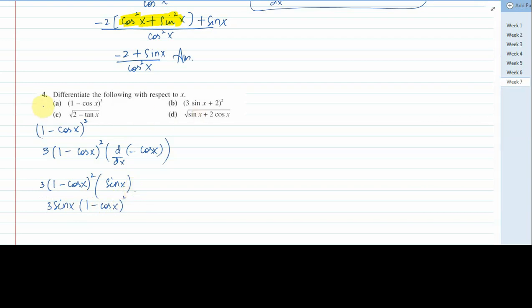Alright, after part A, we are going to solve for part B, which says 3 sine x plus 2 and whole power 2. So you have a time of 2 minutes to start this question, and then I will explain. So start.